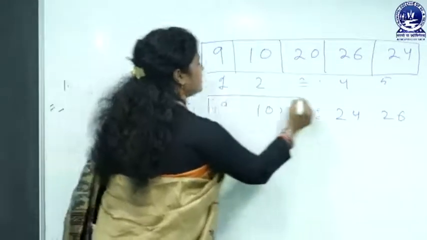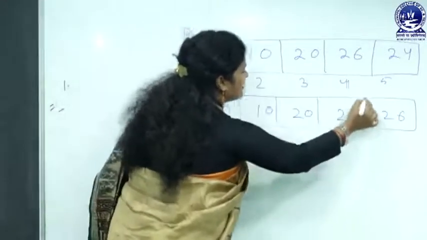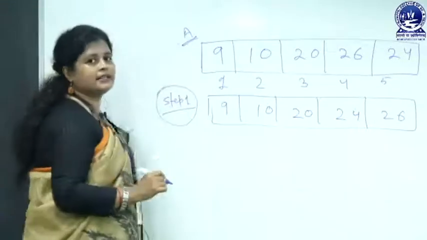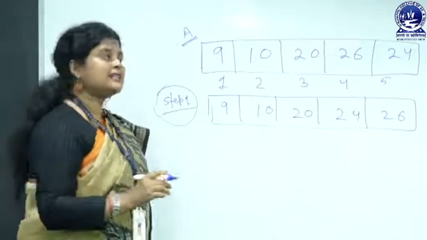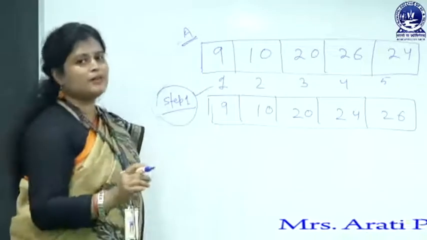Okay. I want to explain one important thing: here it is taking only one iteration and the list is sorted. It means that if the list is nearly sorted, then it takes a very minimum number of iterations.